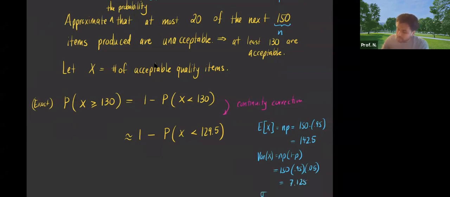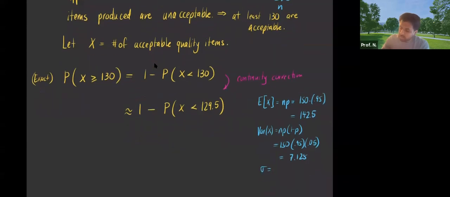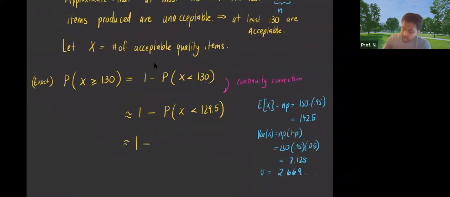And if you take the square root of the variance, that would be your standard deviation. So the square root of 7.125 is 2.669. I'm just going to write it as 2.669, dot, dot, dot. So I'm going to use that now to approximate. So this will be the probability that x minus mu over standard deviation is less than 129.5 minus 142.5 all over 2.669.